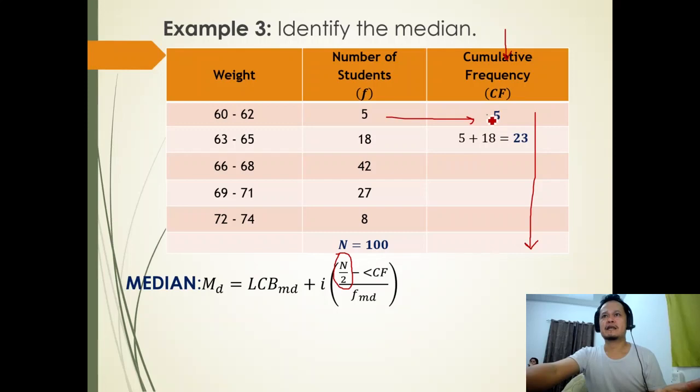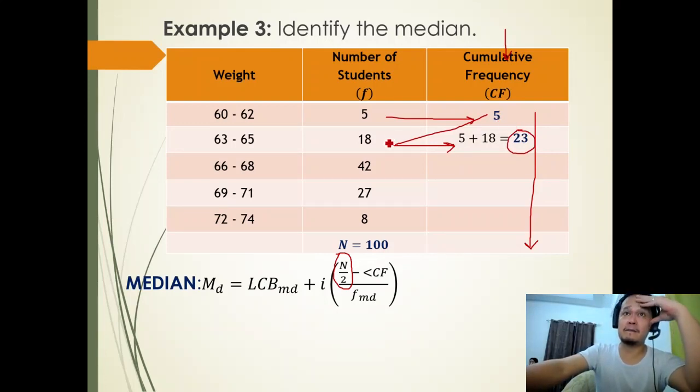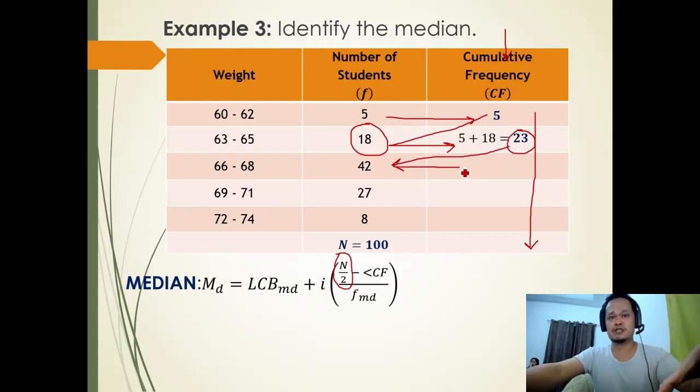Then the second entry will be 5 plus 18, which is 23. So the cumulative frequency of the first class interval plus the frequency of the second class interval is the cumulative frequency of the second class interval. Following this pattern, the cumulative frequency of the third class interval is the cumulative frequency of the second plus the frequency of the third. So 23 plus 42 equals 65.